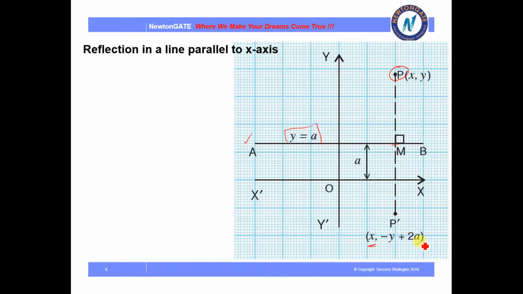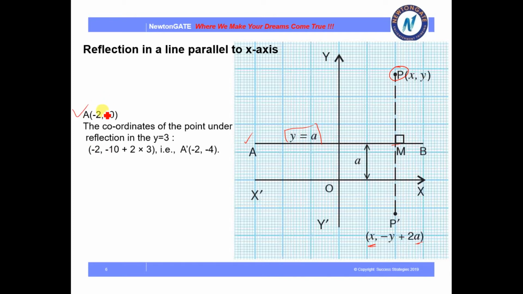What is a? A is this: y is equal to a. So the equation of the line AB is y is equal to a, and we need to put this value of a in here and we will find the point after reflection. Let's see an example. Let's say we have a point minus 2 comma 10. After reflection, minus 2 will remain minus 2, because the value of x will remain x. The value of y changes to minus y, minus 10 plus 2 into 3, because the value of y at the line AB is always 3.